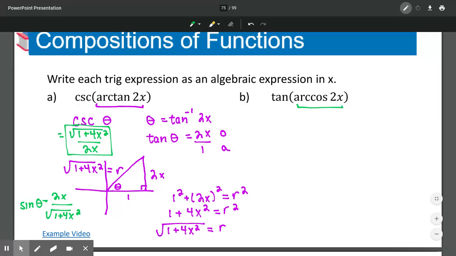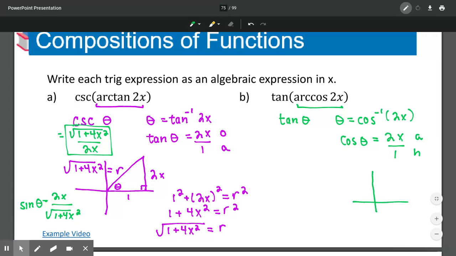We see an arc cosine, which means theta. So we're finding the tangent of theta when theta equals the inverse cosine of 2x, right? Which means that the cosine of theta would have to equal 2x, but we need a ratio, so we're going to say 2x over 1. Cosine is adjacent over hypotenuse. So if we were to draw our triangle, again, we're positive, so we're in the first quadrant. So draw your triangle. Adjacent side is 2x, and the hypotenuse is 1.